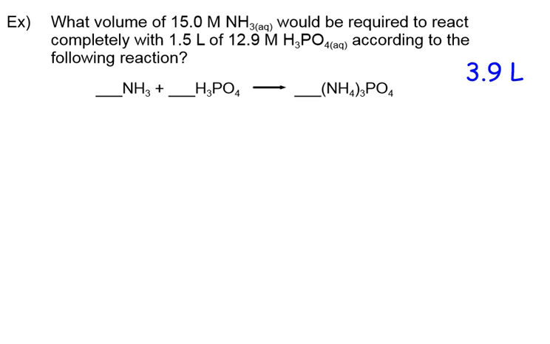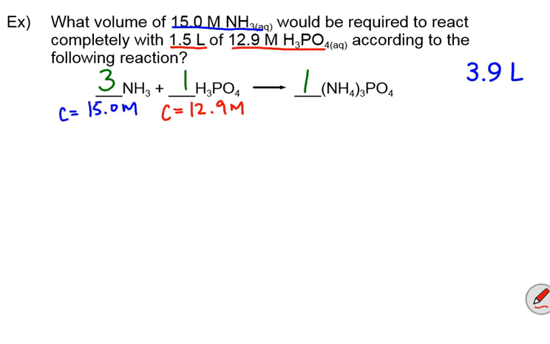So we're first going to start off by balancing our equation. So if you have a look here, in order to balance the equation, I need 3 nitrogens here, and 1 and 1. And I also like to write what's given to me in the question underneath the different parts of the reaction. Okay, so I'm given 15 molar NH3. That's a concentration, so that's my concentration of NH3, 15.0 molar. I'm also given 1.5 liters of 12.9 molar H3PO4. So my concentration is 12.9 molar, and my volume here is 1.5 liters.